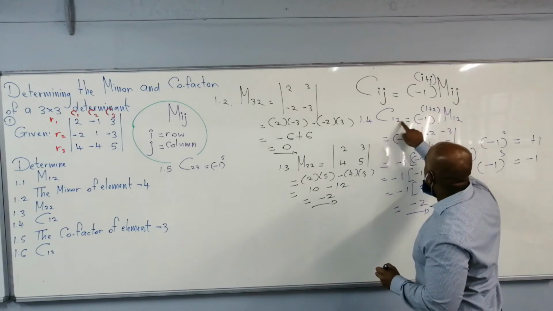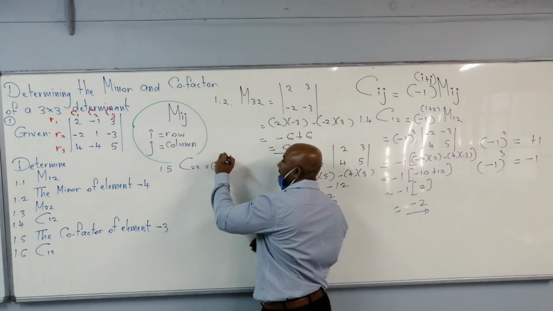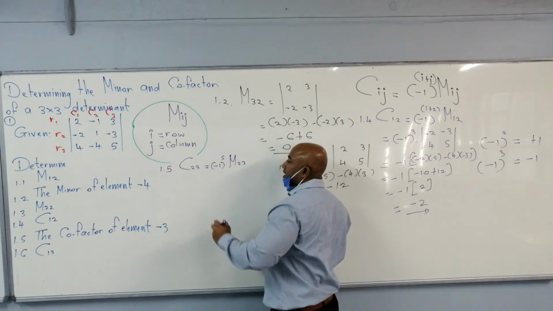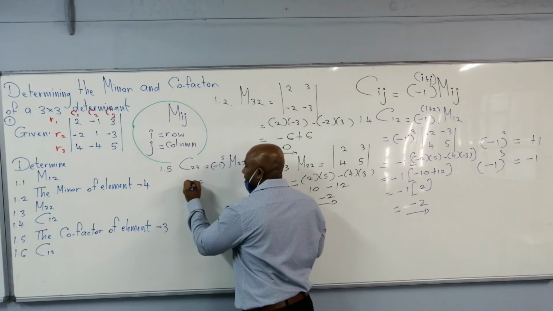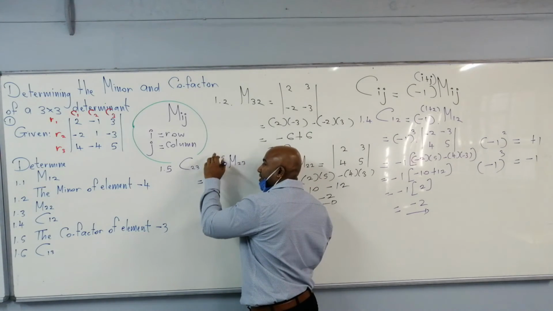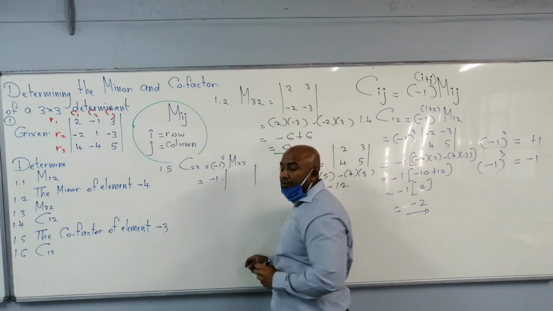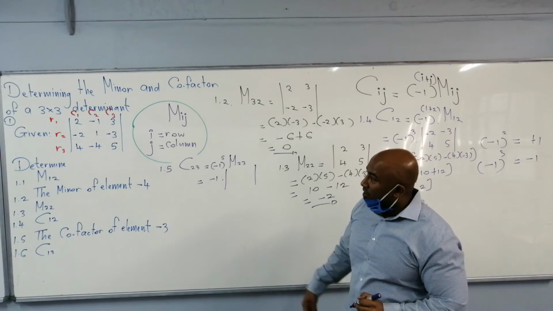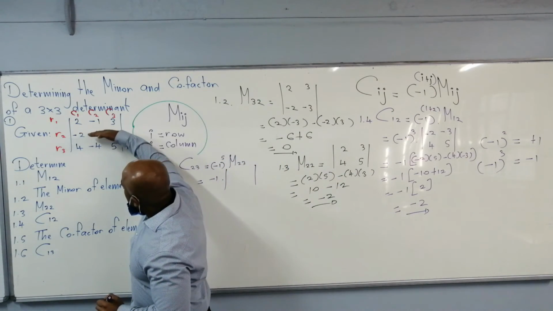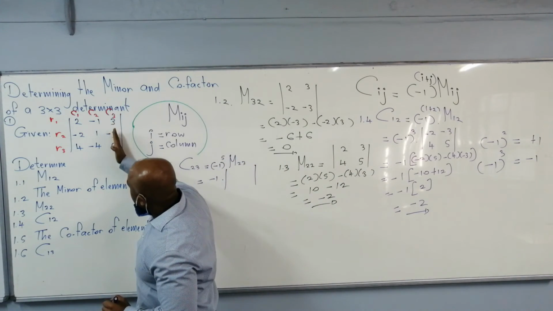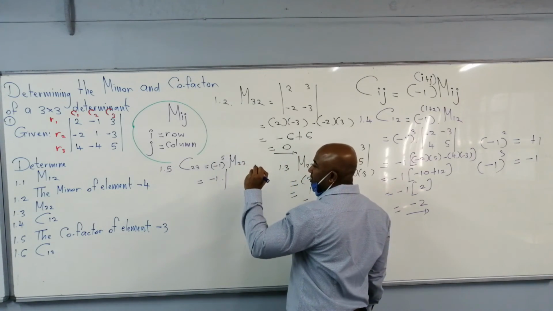Here it was 1 and 2. 1 plus 2 gave you 3. Times M23. Okay, so minus 1 to the power 5 is minus 1, times now M23. That means block out row 2, block out column 3. So we are left with 2, 4, minus 1, minus 4.